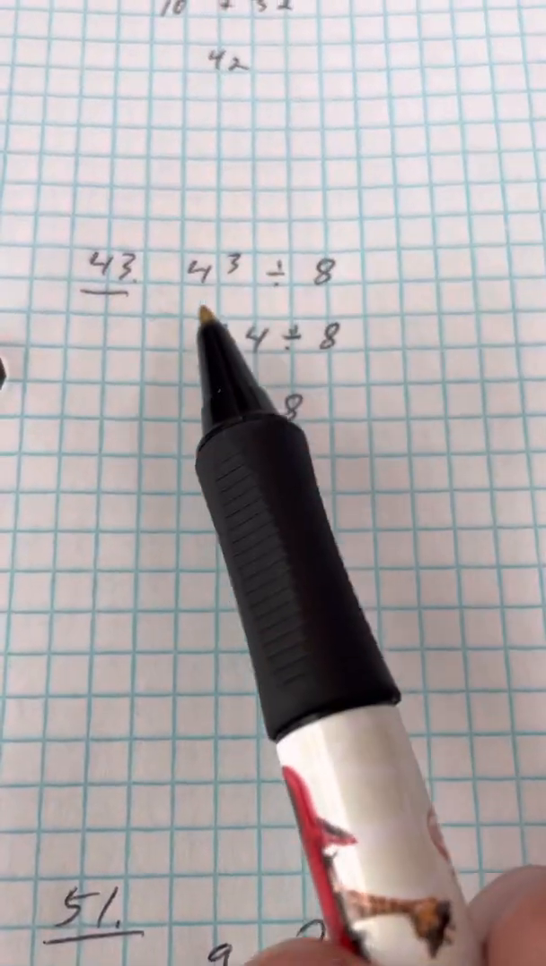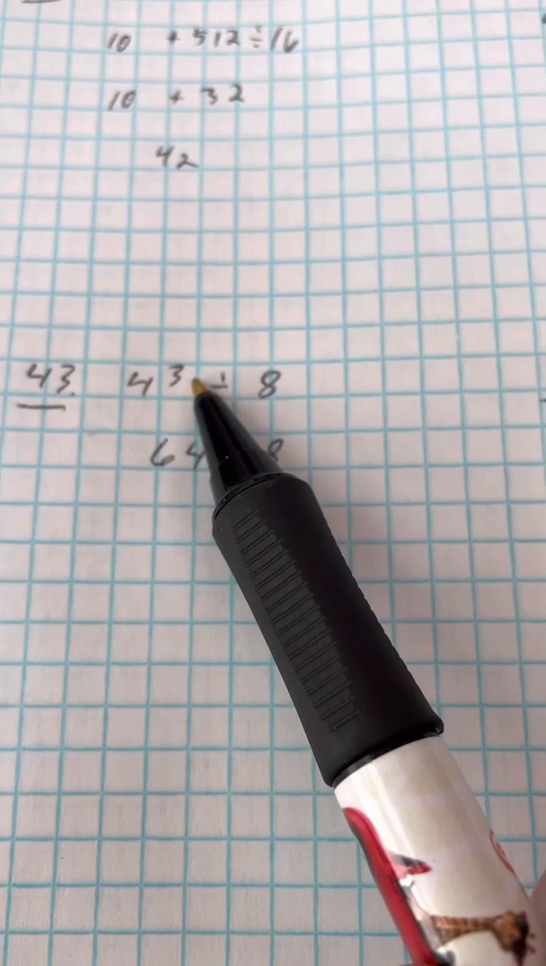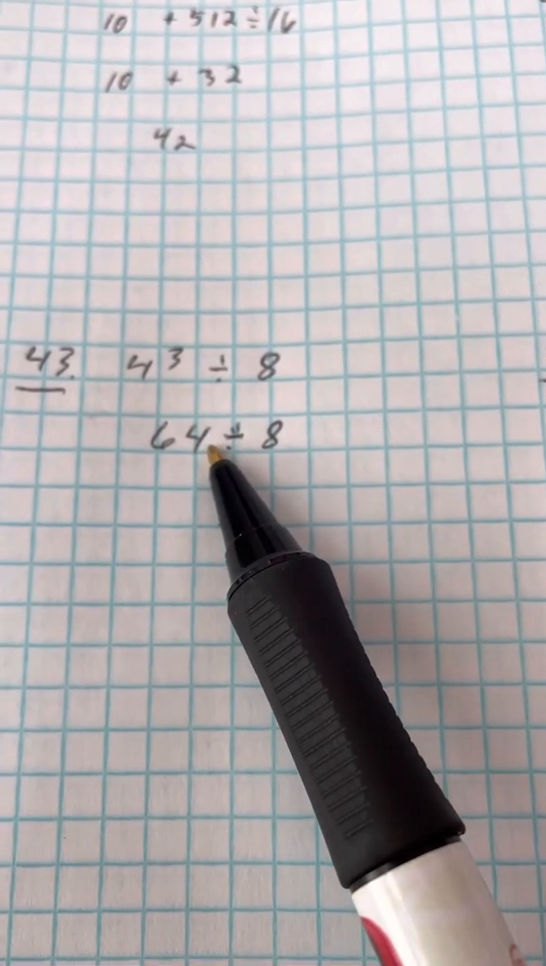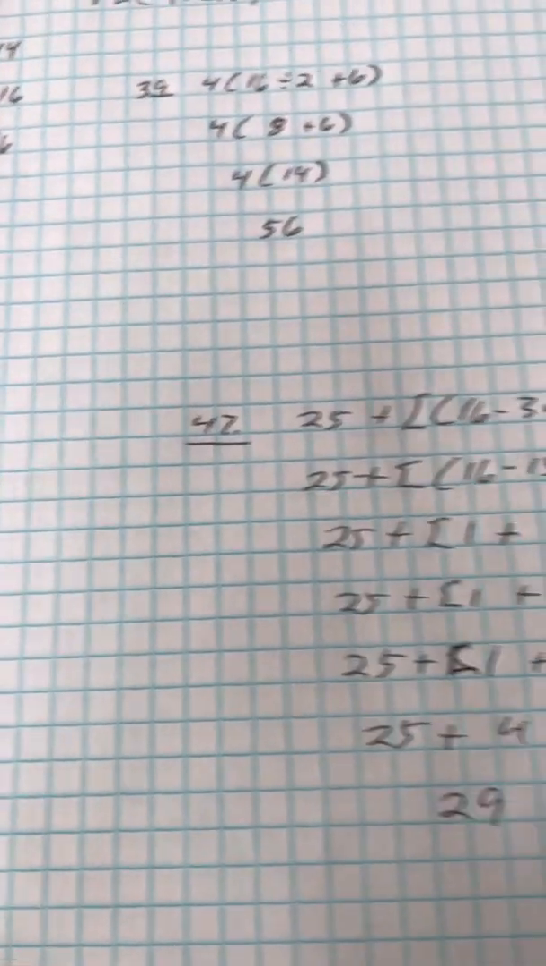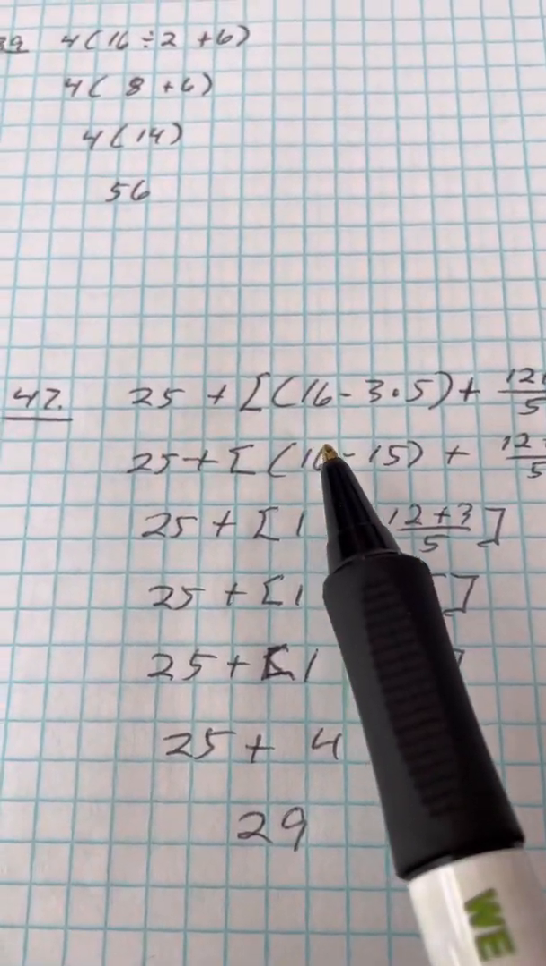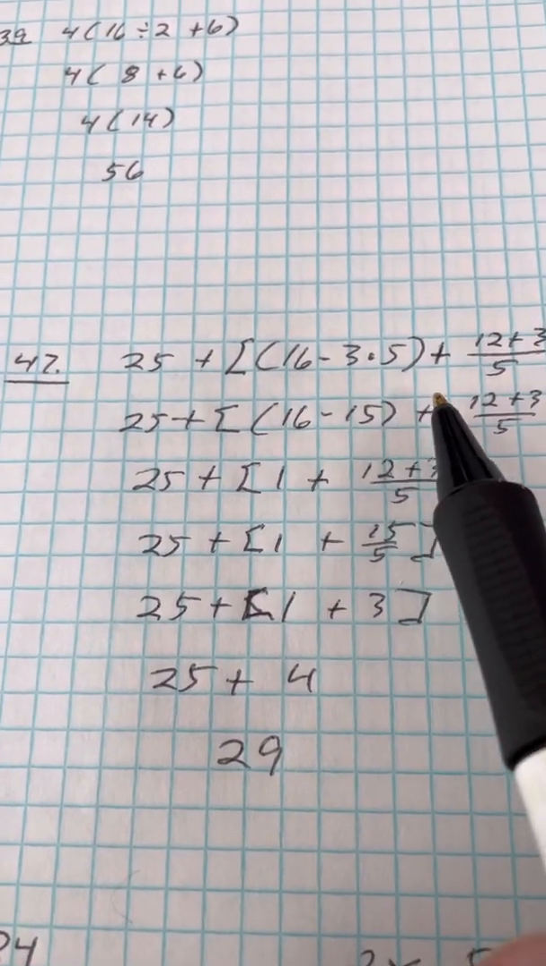Jumping on down to number 43, hopefully you're pausing this as I move forward. I have 4 to the third power, which is going to be 64. 64 divided by 8 gives you 8. 47 looks big and ugly, but it isn't that bad. I did one step at a time. That's why it looks like so much.